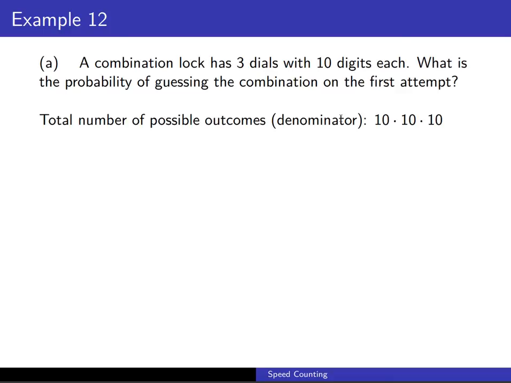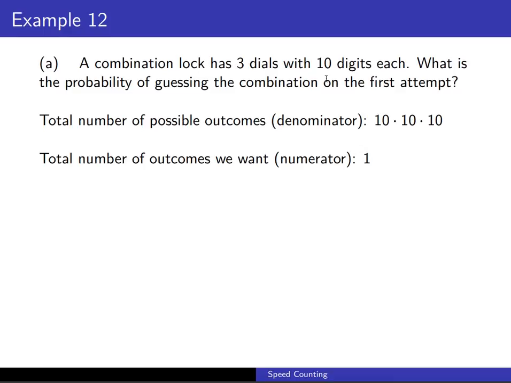But the total number of possible outcomes in our denominator, we have 10 digits available for the first number in the lock combination, 10 for the second, and 10 for the third. So we're allowed to repeat the numbers, like 113 would be okay. So our total for our denominator, 10 times 10 times 10, is there's 1,000 different possible combinations you can make on a 3-dial lock with 10 digits each from 0 to 9.